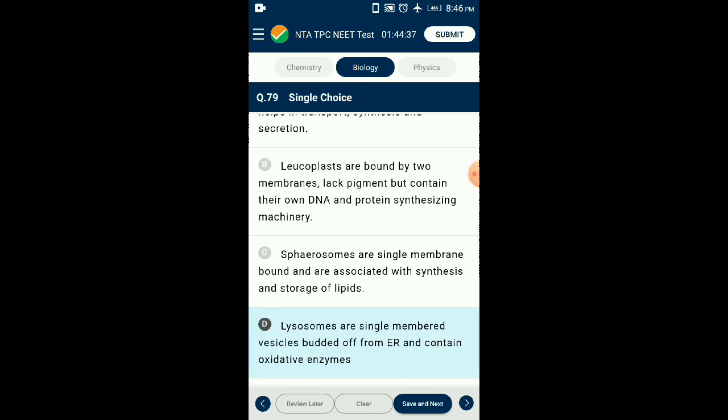Lysosomes are single membrane bound organelles in the cell which contain hydrolases. These enzymes break down complex material into simple ones. They are also called suicidal bags.